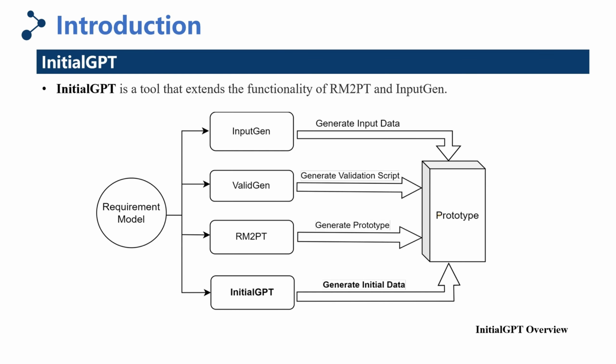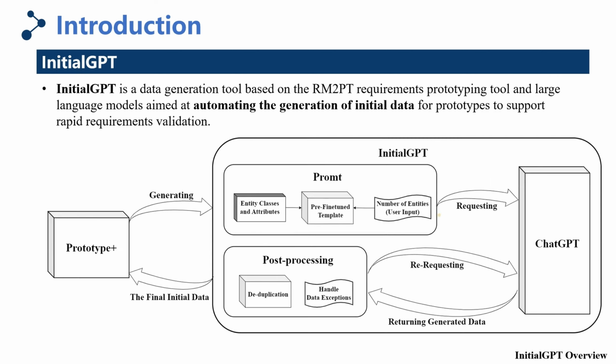So we present InitialGPT, as shown in the figure. It is a tool that extends the functionality of RM2PT and InputGen. It is a data generation tool based on the RM2PT requirements prototyping tool and large language models, aimed at automating the generation of initial data for prototypes to support rapid requirements validation.